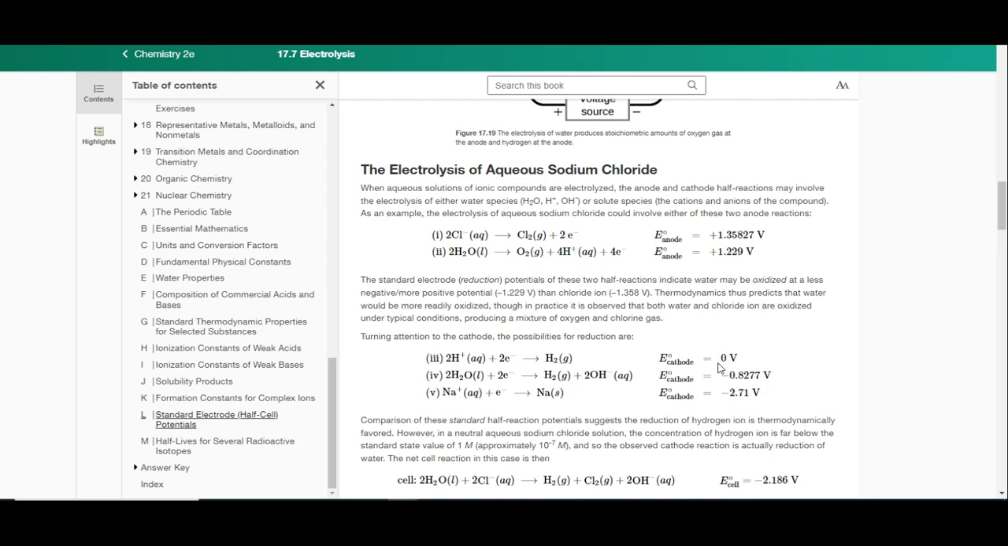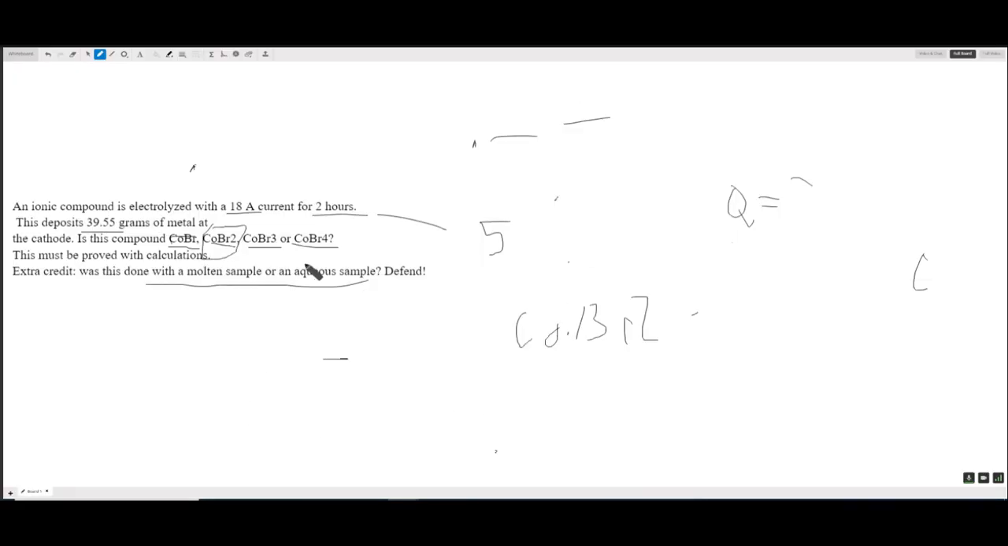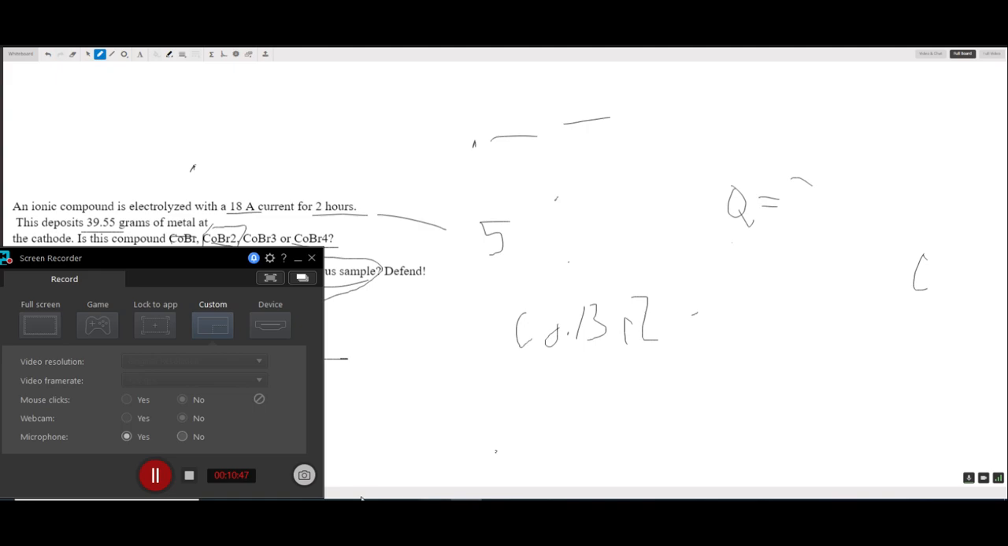So we can tell here that this can take place in an aqueous sample, and since they don't give us any indication of high temperature, I'd pick the aqueous sample, and that's this question.